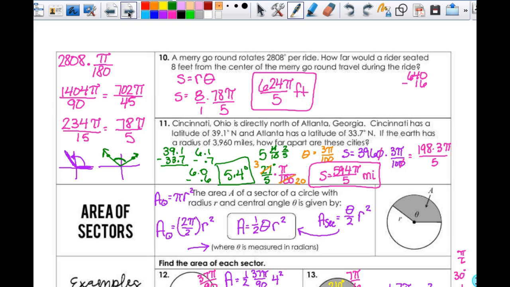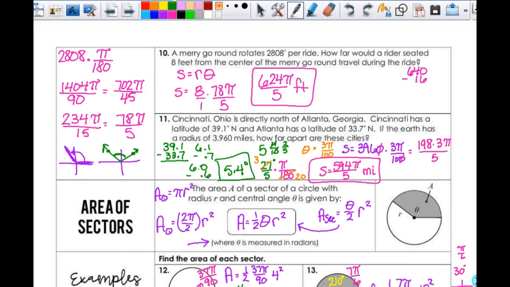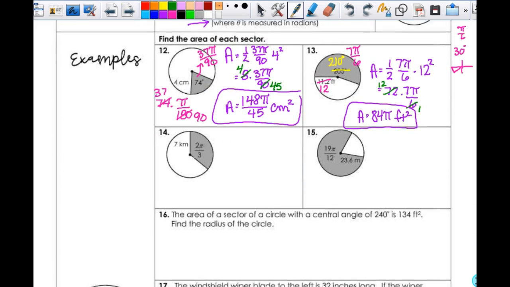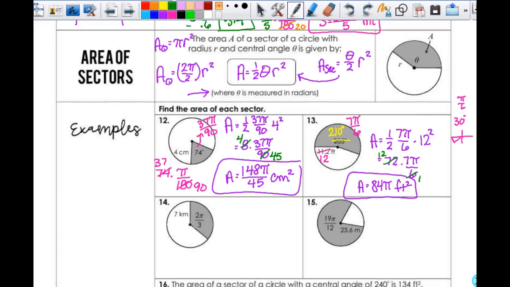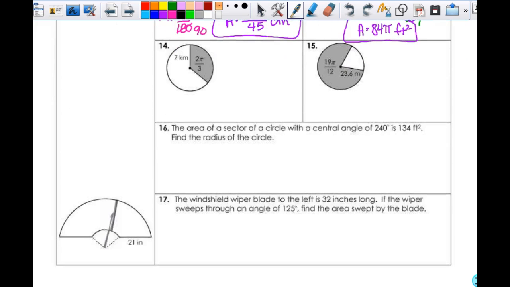So we're going to complete these notes. We did arc length yesterday, and we started sector area. Okay, so we got our formula of area equals 1/2 theta r squared, and did 12 and 13 in here, right? Okay, so let's look at 14.